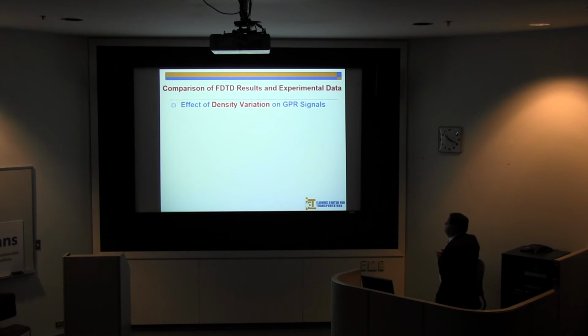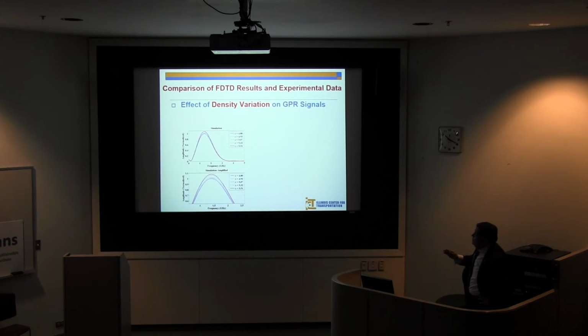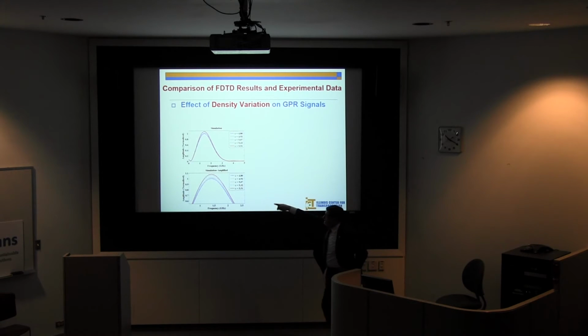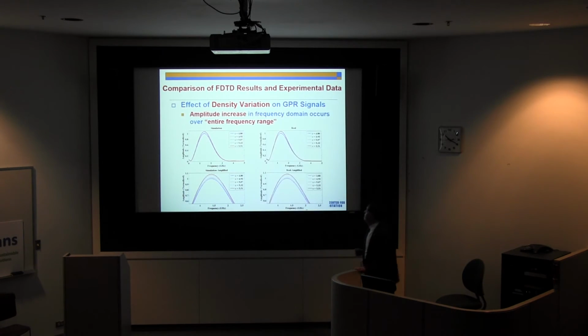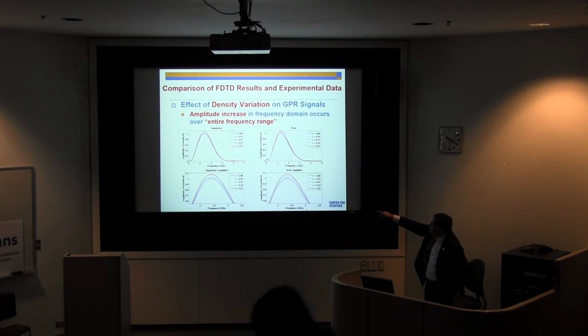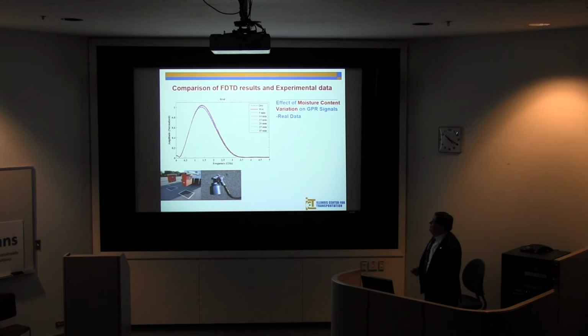So for the effect of density variation on GPR signals, we use finite difference time domain results. And I want you to look at the simulation that we did. We have the simulation here for different dielectric constants. This is the simulation. And I took the top one, and I drew it again, okay? And I looked at the real one here, which is similar to the simulation. So I was able to simulate that really nicely.